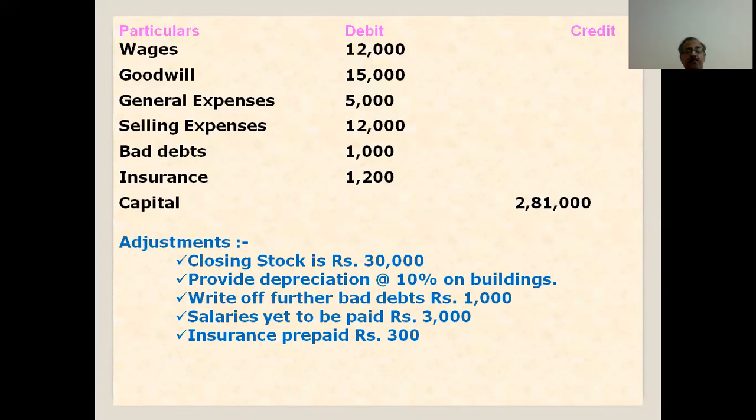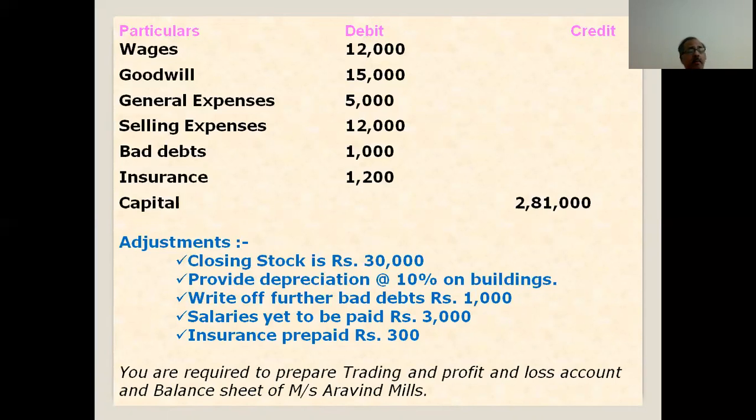Insurance prepaid. Insurance is an expense. Prepaid means expense already paid but not incurred, that means paid in advance. So whatever amount is paid in advance, we can say prepaid, will be deducted from insurance on the debit side of the P&L account. Prepaid insurance is an asset, so it will be showing on the asset side of the balance sheet. So these are the various adjustments.